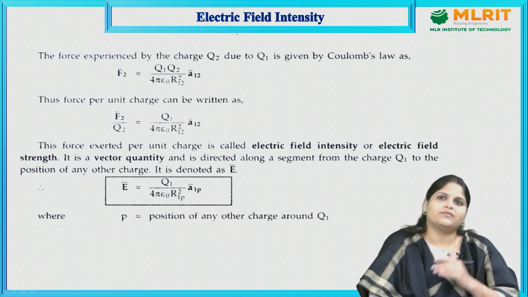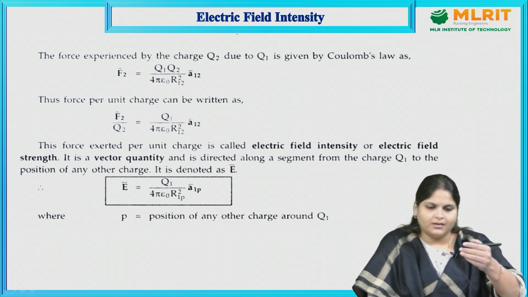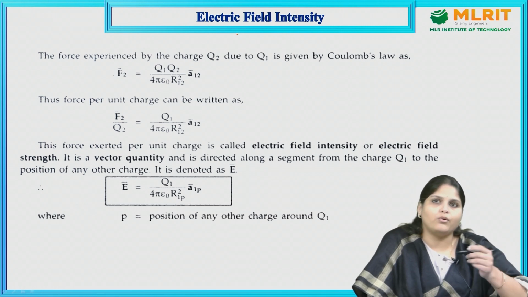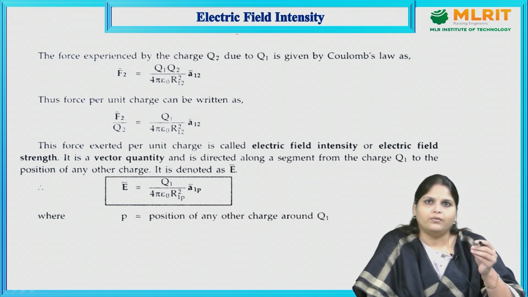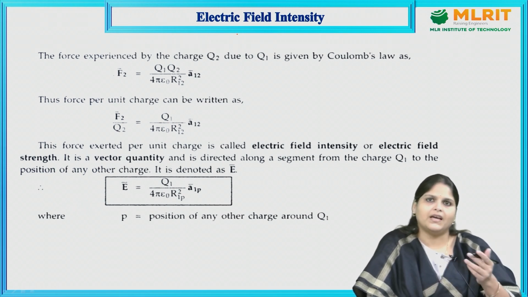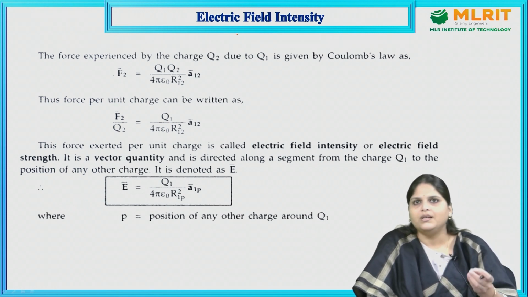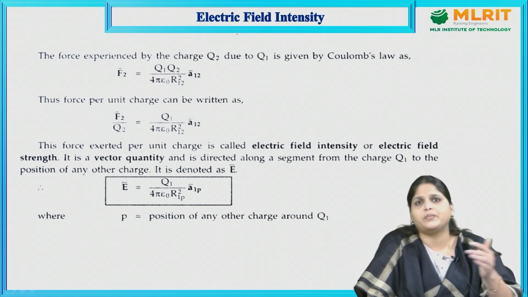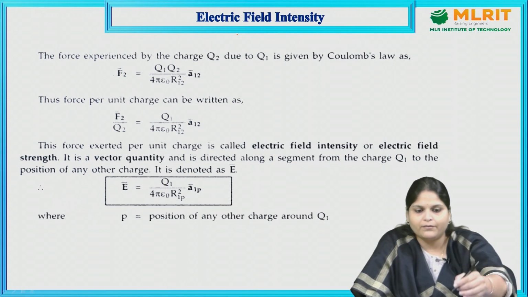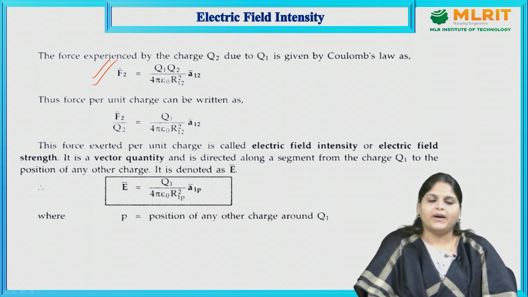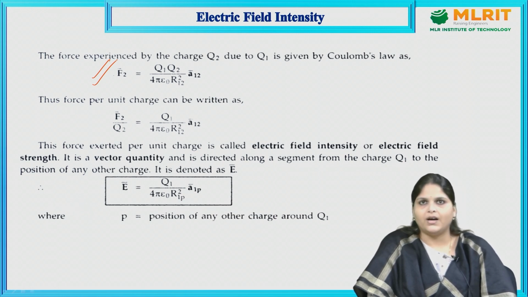So, this is about electric field. Now, what is electric field intensity? A few slides back, we have discussed about the force which is experienced by one charge due to another charge, right? For example, we have two charges Q1 and Q2. So, for example, Q2 is experiencing some force due to Q1 or Q1 is experiencing some force due to Q2. So, that force, how we wrote this force, it is Q1 Q2 upon 4 pi epsilon naught R12 square.